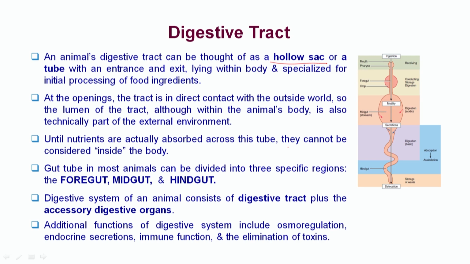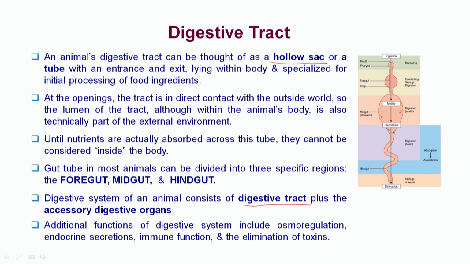The gut in most animals is divided into three parts: foregut, midgut and hindgut. The digestive system of an animal consists of the digestive tract and accessory digestive organs, which pour their secretions into the digestive tube and help in the digestion of the food particles. Additional functions of the digestive system include osmoregulation, endocrine secretion, immune function and elimination of toxic substances which have been ingested.